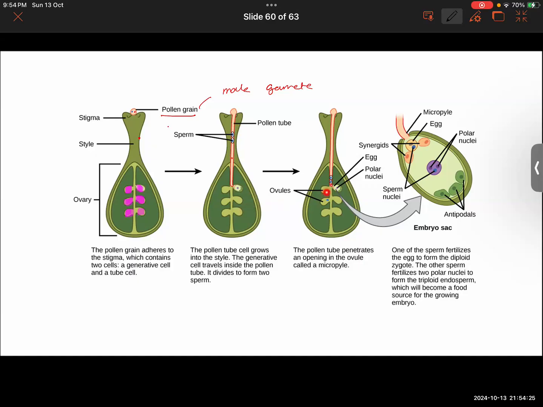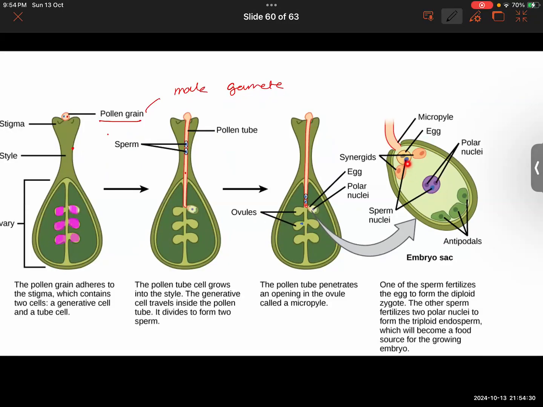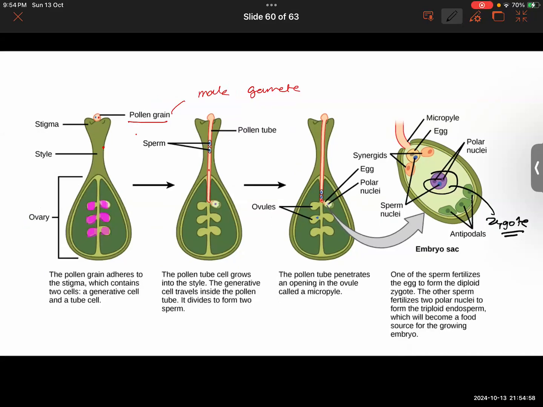Okay. So if you guys can look over here, this is the sperm. This is the pollen grain that is coming into this. Inside this, what you are seeing here is the nucleus of the sperm, and the other one is the nucleus of the egg. So the nucleus of the sperm is fusing with the nucleus of the egg, and thereby a new cell is being formed here. And this cell that is being formed, we know by the name of zygote. We call this zygote.